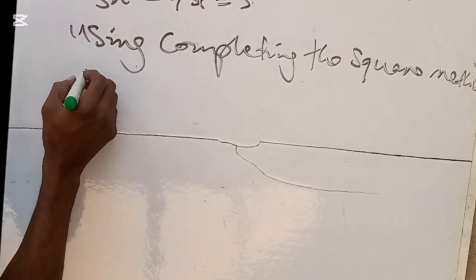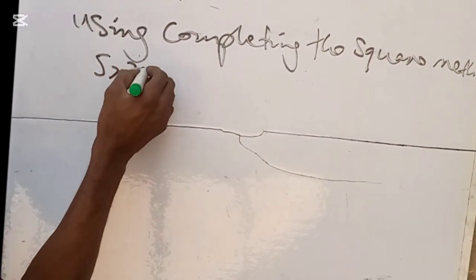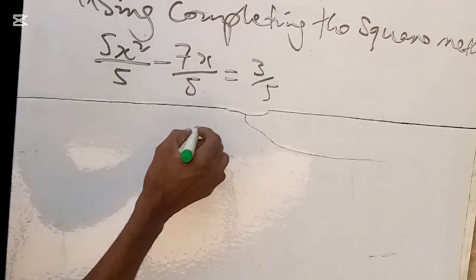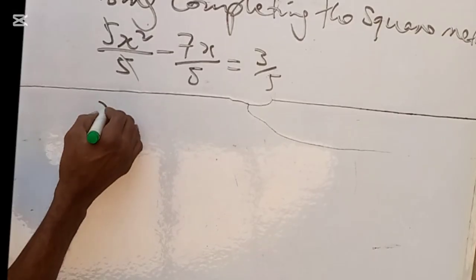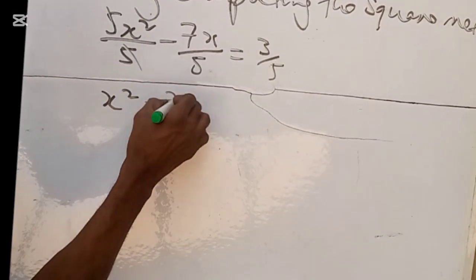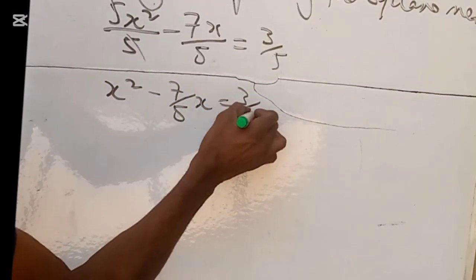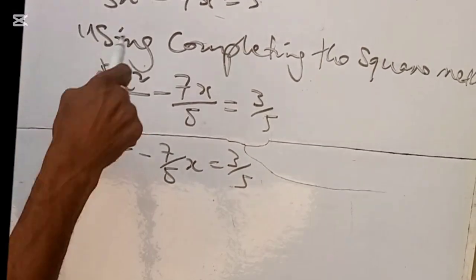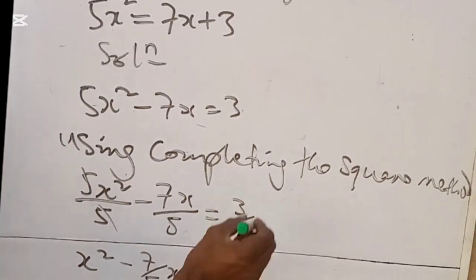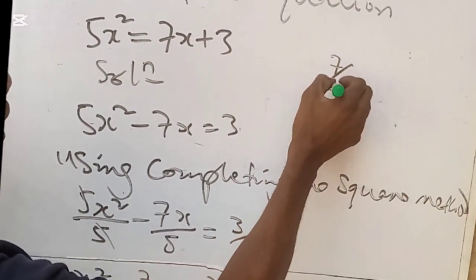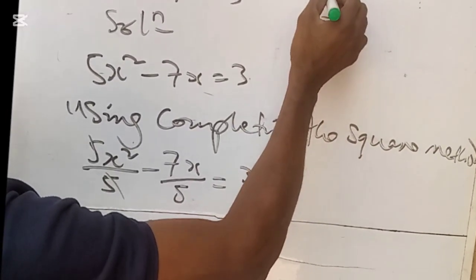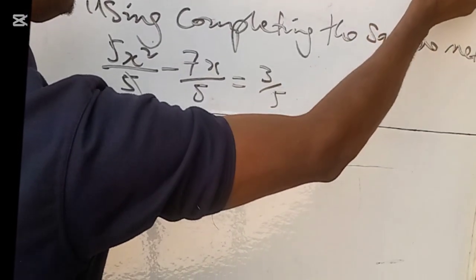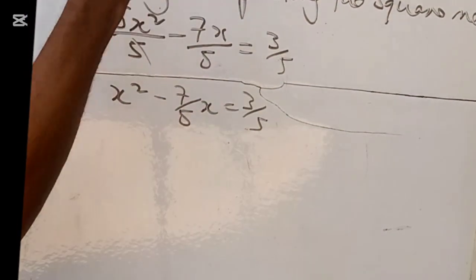First thing here is I'm going to divide everything by 5. So I have x squared minus 7x over 5 equals 3 over 5. I'll find the half of the coefficient of x, square it and add it to both sides. That's the rule. And what is half of 7 over 5? I'll multiply this by half. That gives me minus 7 over 10. I'm going to square it and add it to both sides.